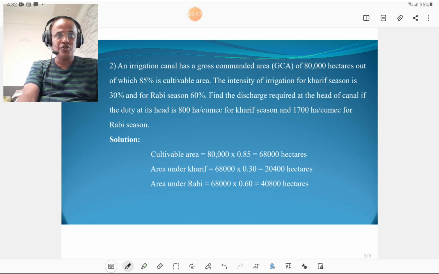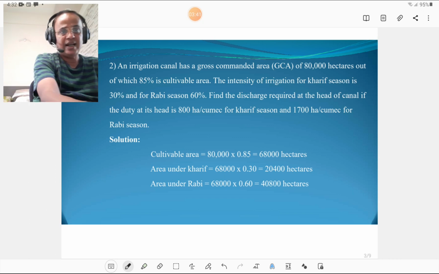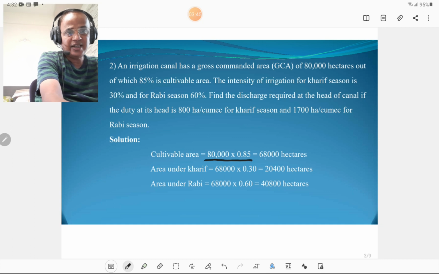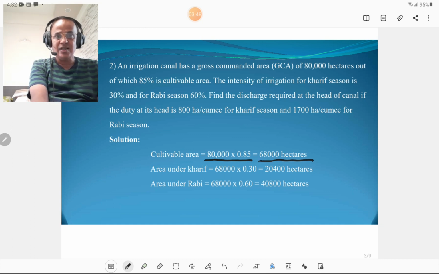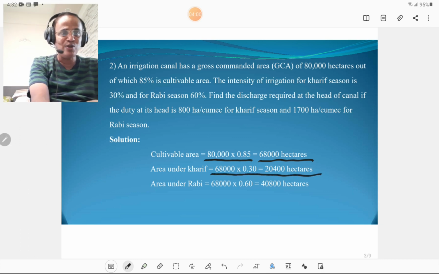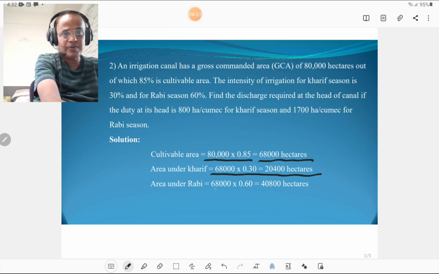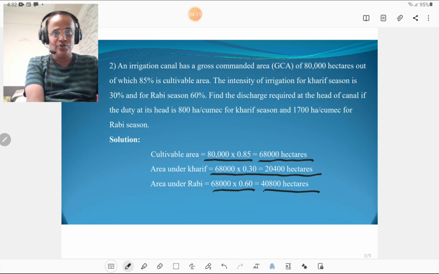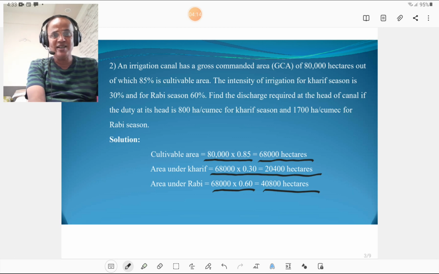First of all, the GCA is given, that is 80,000 hectares, and out of which 85% is the culturable area. So 0.85 multiplied by 80,000, we will get 68,000 hectares as culturable area. Out of that culturable area, 30% is for Kharif season. So 30% of 68,000 is 20,400 hectares, and for Rabi season it is 60%, so 68,000 multiplied by 0.60 is 40,800 hectares. So we have to calculate the area under Kharif and area under Rabi by the above expressions.